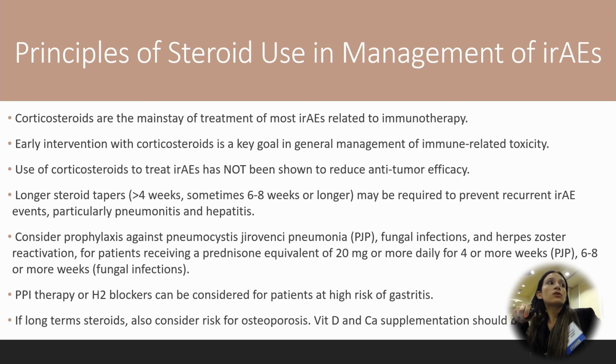Sometimes you have to keep the steroids longer, as you saw for that patient with pneumonitis and hepatitis, we had to keep the patient for about 10 weeks. If the patient is going to be on steroids for a long time, 4 or more weeks, or 6 to 8 weeks, you have to consider giving prophylaxis for PJP as well as for fungal infections, PPI or H2 therapy for those at high risk of gastritis, and if the patient is going to be on long term, let's say that lady who was on 10 milligrams until the end of therapy, consider the risk for osteoporosis and supplement as needed.